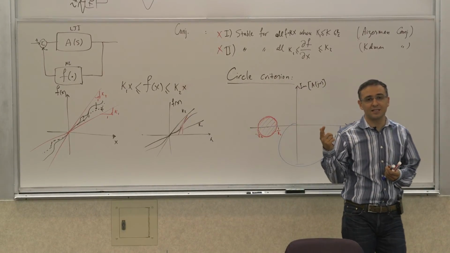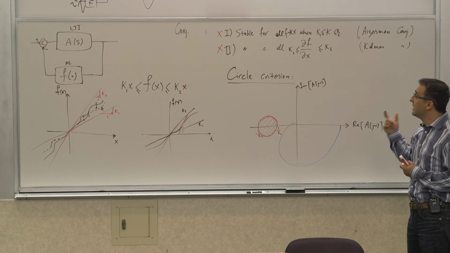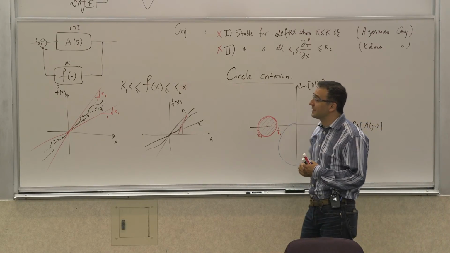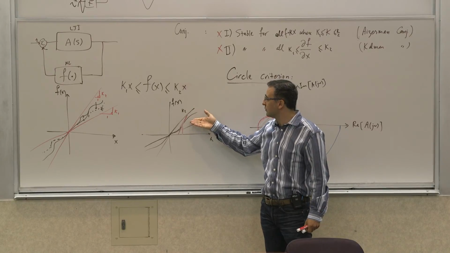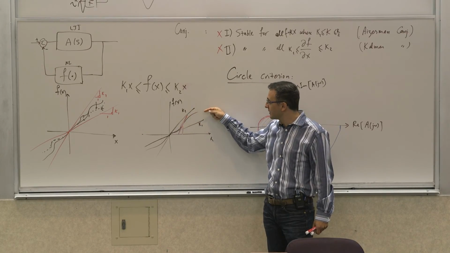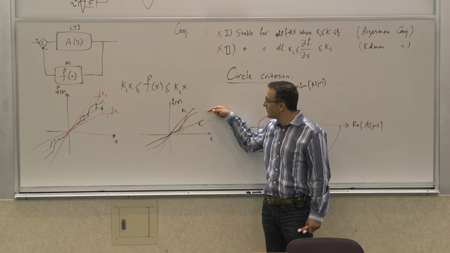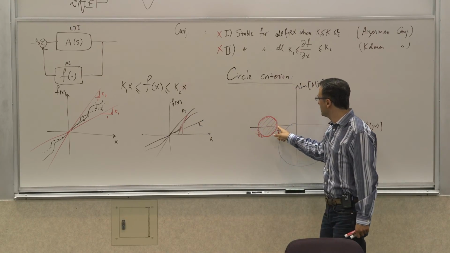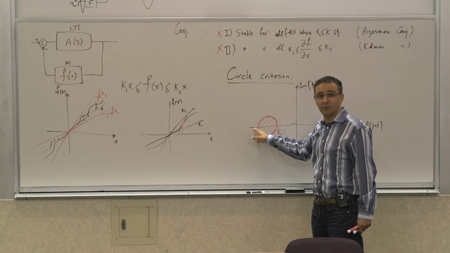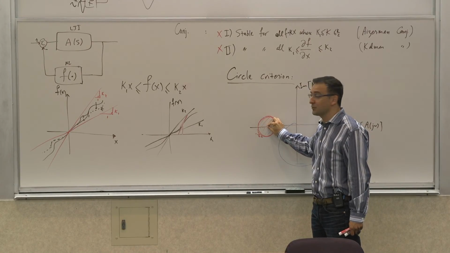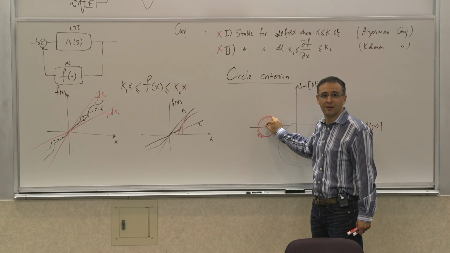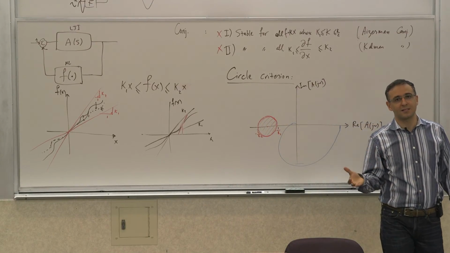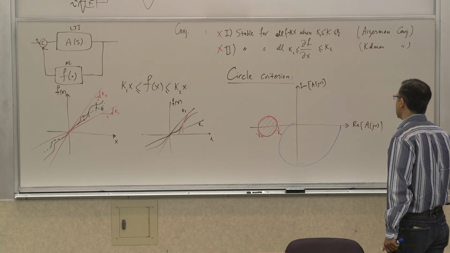And you can see that in the special case of a linear system, where f of x is 1, then k1 and k2 would be 1. So these two points would both be negative 1. This circle reduces to the point negative 1, which becomes the Nyquist criterion. So in the special case of a linear system, it is the same thing.